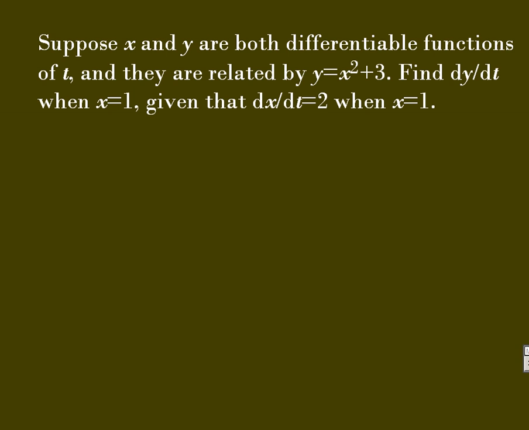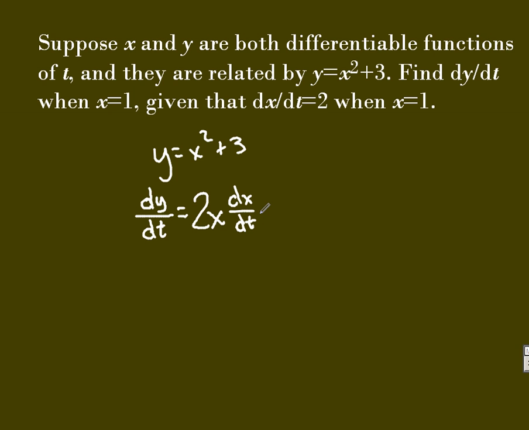Here's an example. Suppose both x and y are differentiable, and we have this function, y equals x squared plus 3. We're going to take a derivative just like we've done before. So the derivative of y is just 1, but now we're going to say it's with respect to t, so it's dy dt. Same on the right-hand side, derivative of x squared is 2x, but it's with respect to t, so dx dt, and then the plus 3 stays on its own.